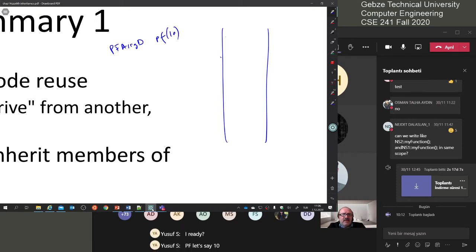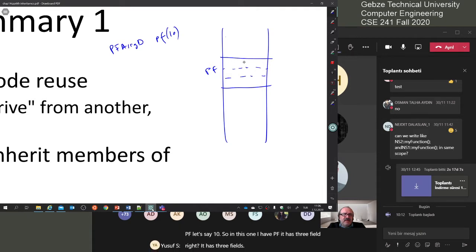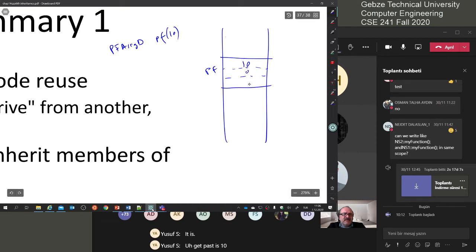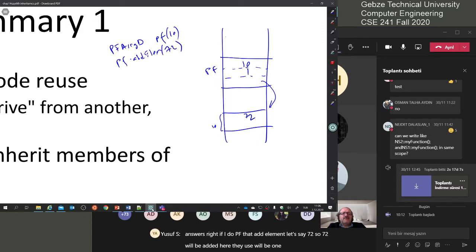So in this one I have pf, it has 3 fields, right? Capacity is 10. There are 0 elements in it, and my A is pointing to some place in the memory, and there are 10 elements in it, right? If I do pf dot add element, let's say 72, so 72 will be added here, the used will be 1, etc.